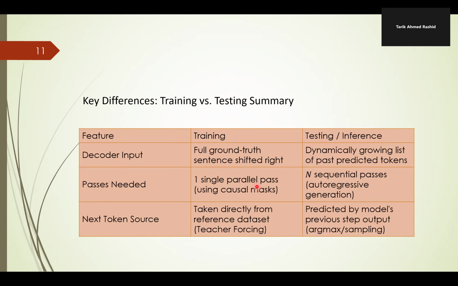In training, one single parallel pass is needed, but we are using a causal mask, and I will explain what a causal mask is in detail with an example. Here in the testing, we have n sequential passes, so we do it autoregressively. Token by token we add the predicted token to the previous tokens, and then it is fed to the system. The next token source in training is taken directly from the reference dataset, which is teacher forcing. In testing, it is predicted by the model, the previous step's output.